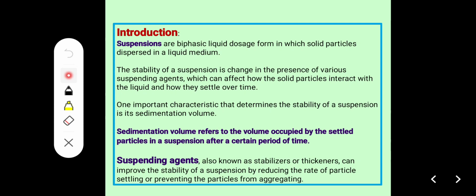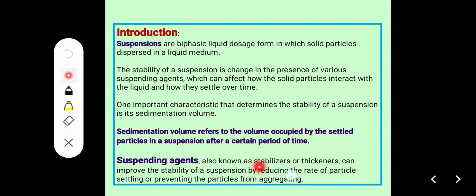The stability of a suspension changes in the presence of various suspending agents like tragacanth, acacia, CMC, which can affect how the solid particles interact with the liquid and how they settle over time. Also, one important characteristic that determines the stability of a suspension is the sedimentation volume. Sedimentation volume refers to the volume occupied by the settled particles in a suspension after a certain period of time.